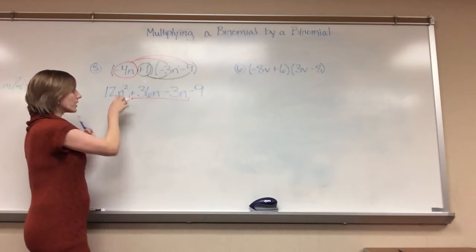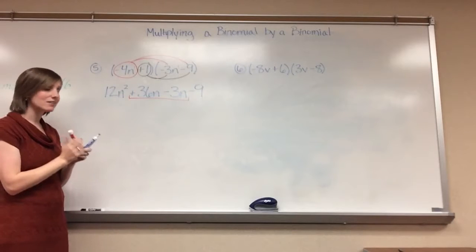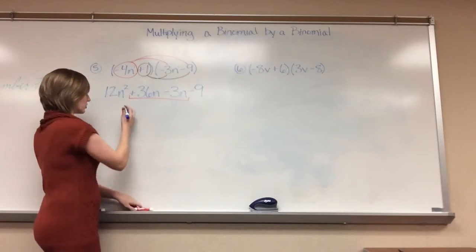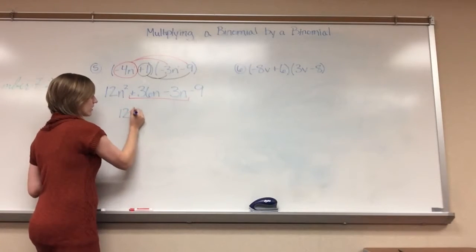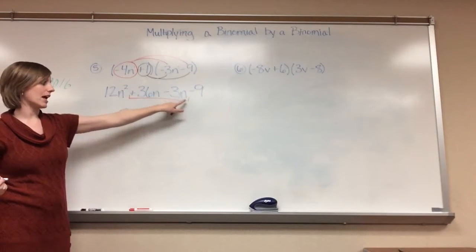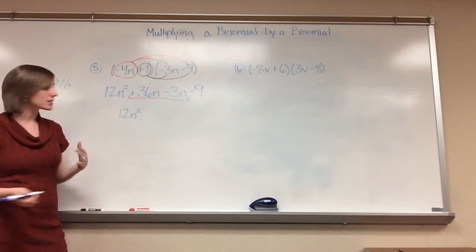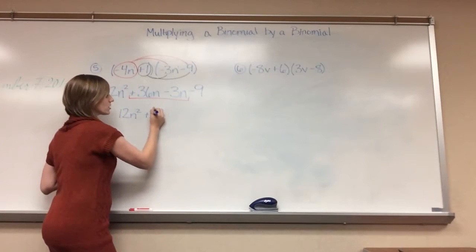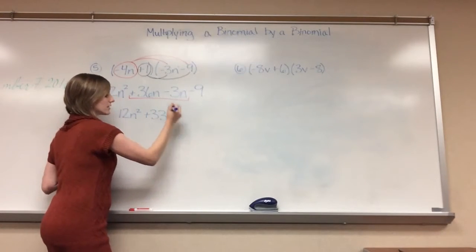Remember, 12n squared is not a like term because it has the exponent of 2. So that will stay the same, 12n squared. 36n and minus 3n. When I combine those, I subtract. I'm going to get positive 33. Keep your letter the same.